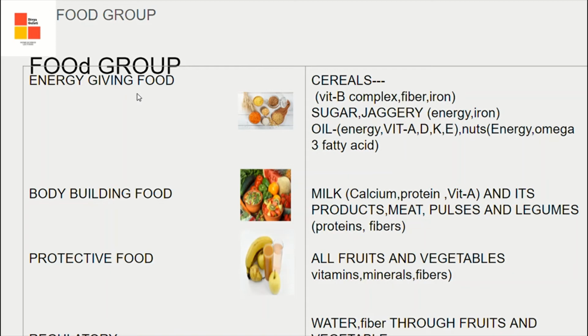Next food group is bodybuilding. This includes milk. Milk gives us calcium, proteins and vitamin A. Meat, pulses and legumes are rich in proteins and fibers. Next is protective food. All fruits and vegetables are included under this food group, which are rich in vitamins, minerals and fibers.